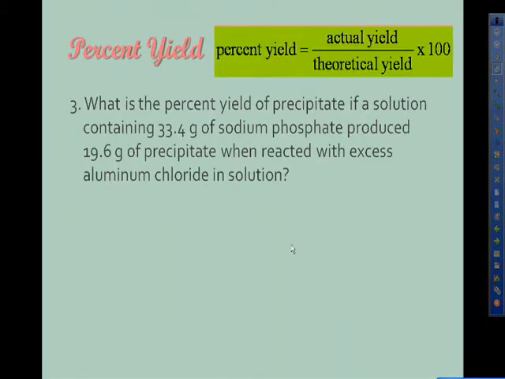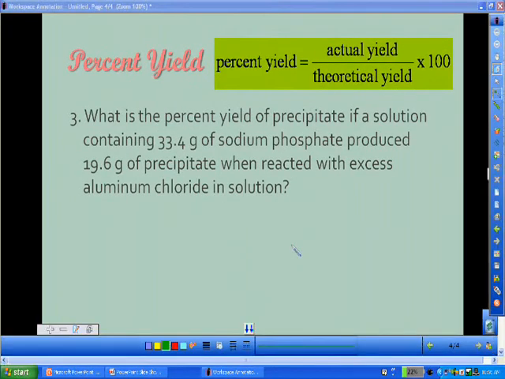Now taking a look at the last example, it asks: what is the percent yield of precipitate if a solution containing 33.4 grams of sodium phosphate produced 19.6 grams of precipitate when it reacted with excess aluminum chloride in solution.